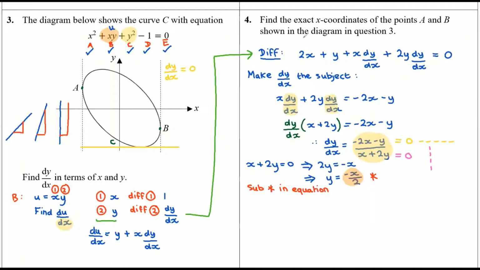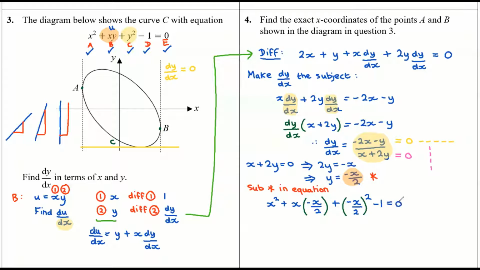We've got x squared, so that doesn't change. Plus xy. Now, we've got x multiplied by y, which is now negative x over 2. And then we have plus y squared. So that's going to be, just plug the brackets in again, negative x over 2, and then we close the bracket and square that. All right, and then subtract 1, and we set that equal to 0.